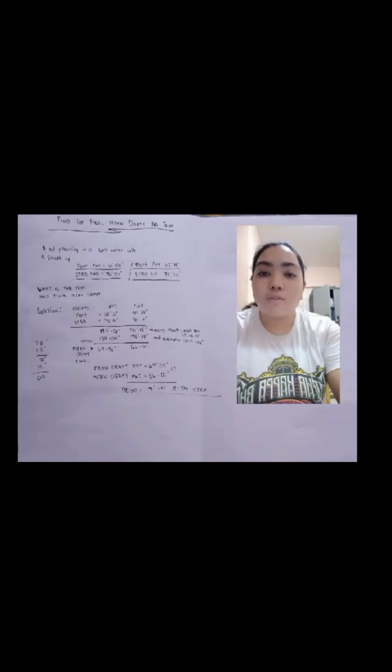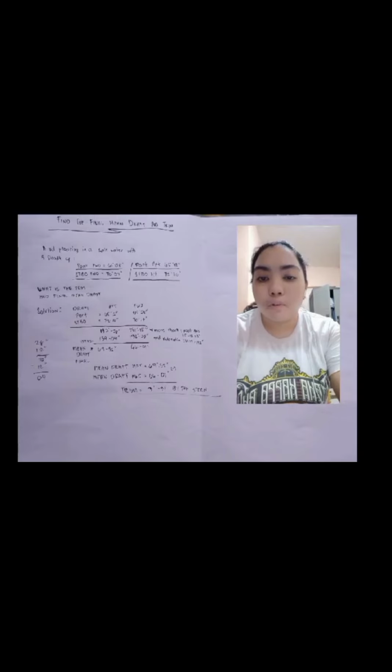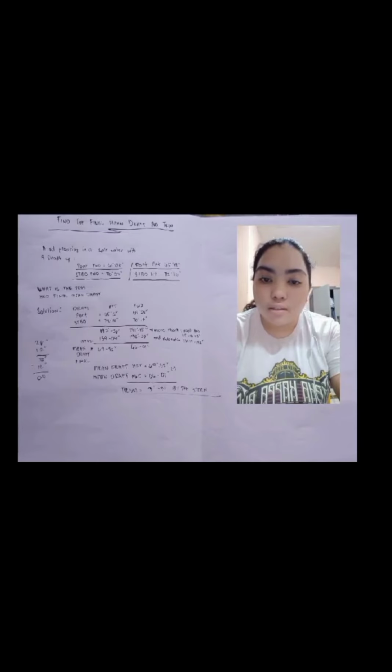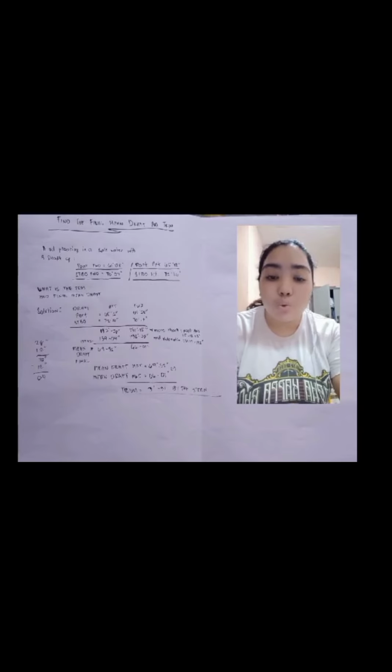The second one is to find the final mean draft and trim. A vessel floating in salt water has a draft at CF. The port forward is 61 feet and 8 inches, and the port after is 65 feet and 12 inches. The STBD forward is 70 feet and 7 inches, and the STBD after is 72 feet and 16 inches. So what is the trim and the final mean draft? This is the solution.